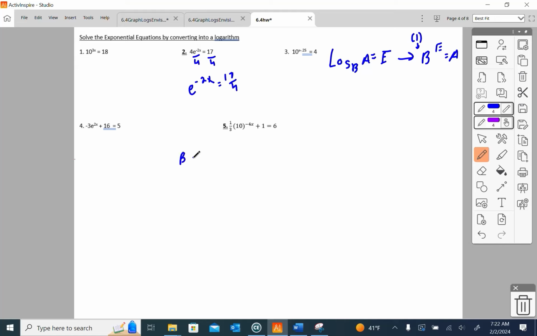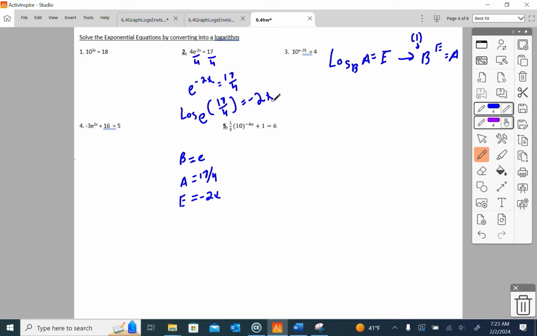My base is the letter E because bases have exponents. My exponent is negative 2x. And my answer is 17 quarters. So that's where I'm going with this. The base again was E, log base E. The answer was 17 over 4, and it has to equal negative 2x.